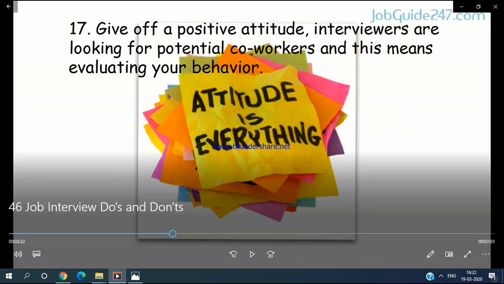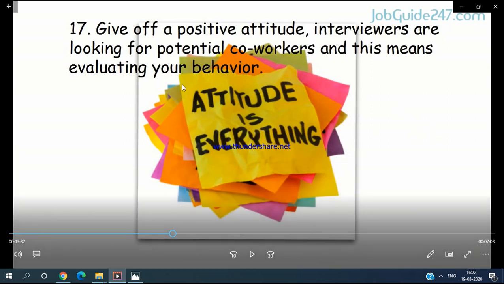Very good. So attitude is everything. We have heard this phrase many times. Like attitude is everything. Attitude is sab kuch hai. So give off a positive attitude. Interviewers are looking for potential co-workers, and this means evaluating your behavior, right? So positive attitude rakhna hai hame.